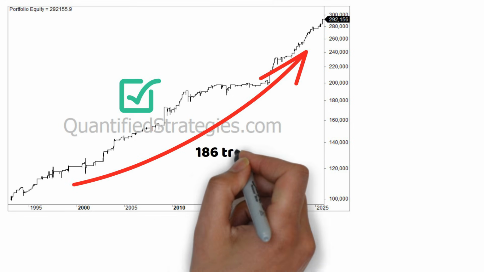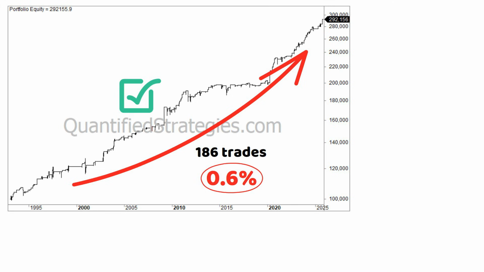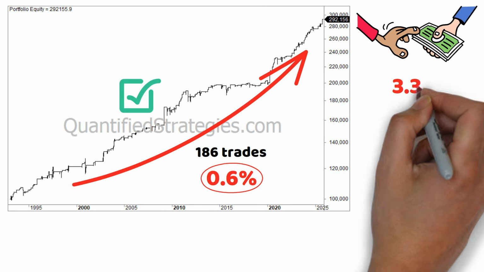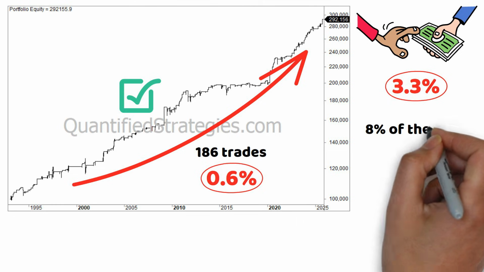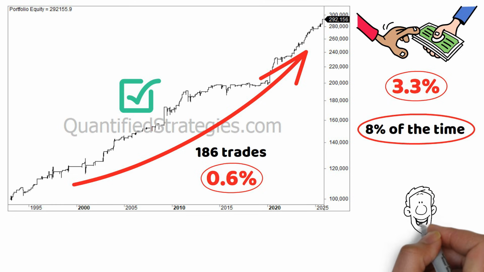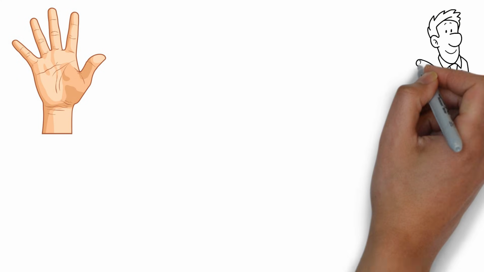It was only 186 trades, and the average gain was 0.6% per trade. You were invested less than a week on average, and the annual return was 3.3%, but that low number is due to being invested only 8% of the time. However, the strategy has the lowest drawdown at only 8%. We have now presented you 5 free and proven swing strategies, but let's go on to do the final backtest of the day.